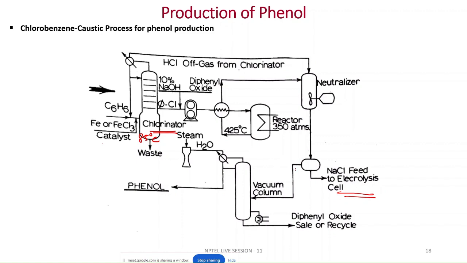Further, the product is taken to the vacuum column. From here the fractionation is occurring, and as the top product after steam washing, we are getting phenol as a product. As part of the vacuum distillation column, we are getting diphenyl oxide, which can be sold or recycled for further processing.